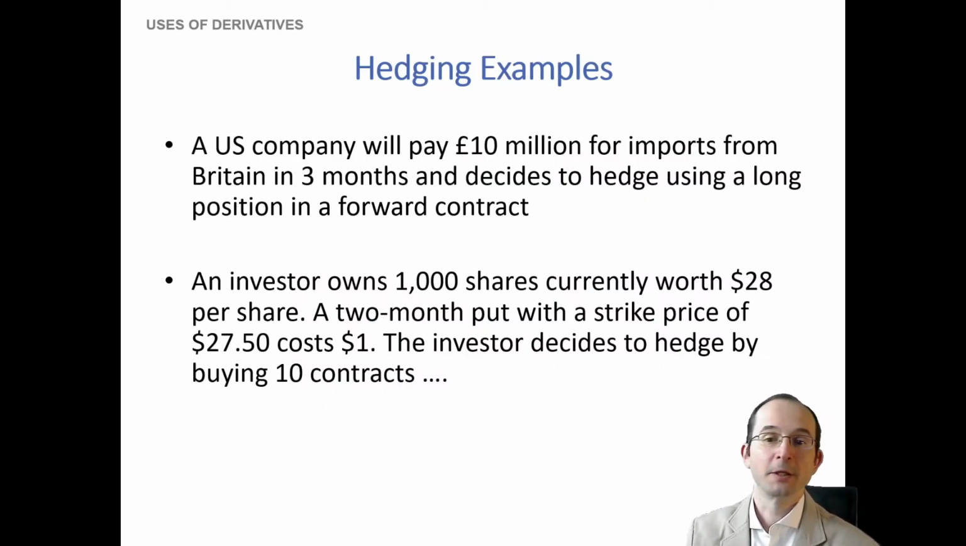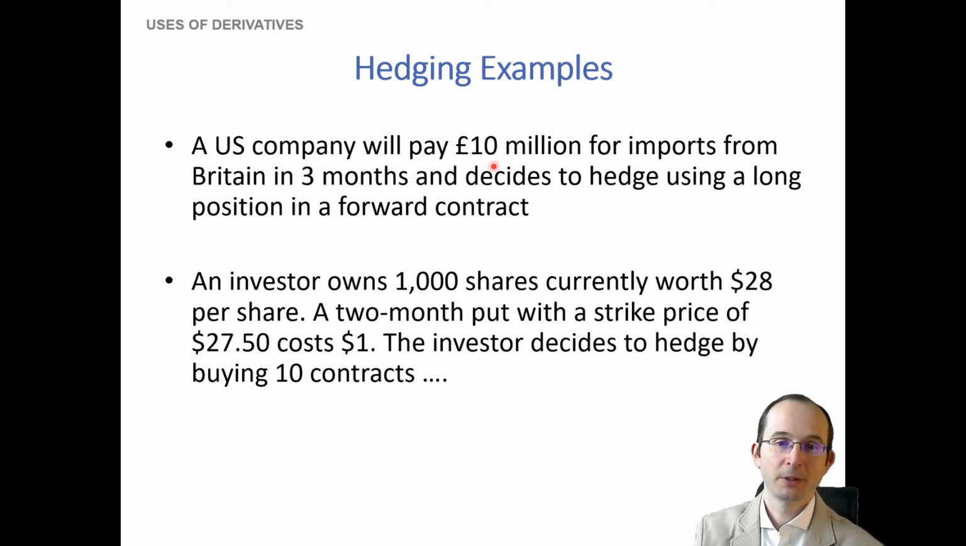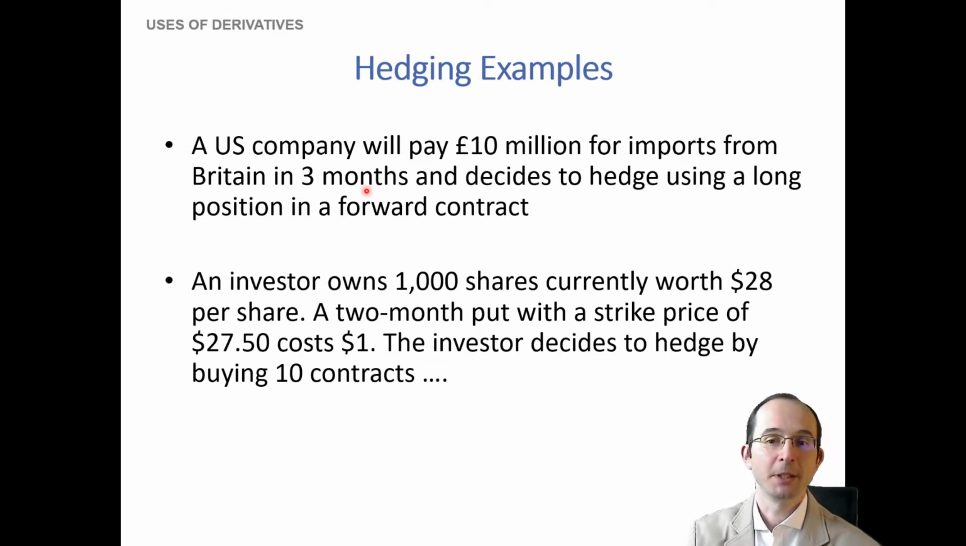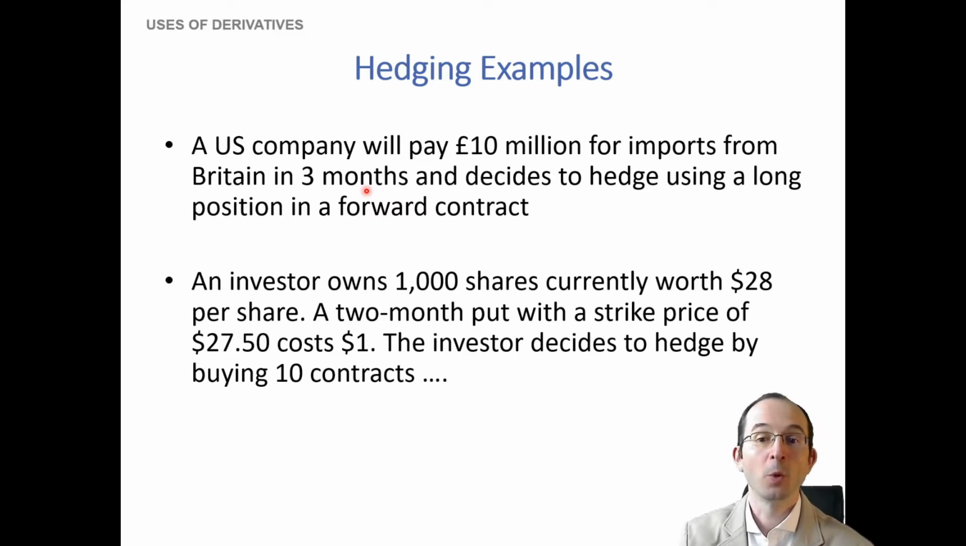So let's look at an example of how you would hedge using derivatives. Let's say that we have a US company, but they will need to make a payment in pounds for imports from Britain in 3 months' time. And of course, what they want to do is, they're going to need to pay somebody 10 million pounds, so how would you hedge this with a forward contract? Well, it means that you need to get your hands on 10 million pounds. How do you lock in the price of 10 million pounds right now? Well, you would go long a forward to buy 10 million pounds.